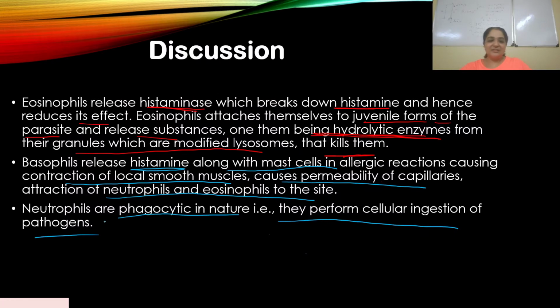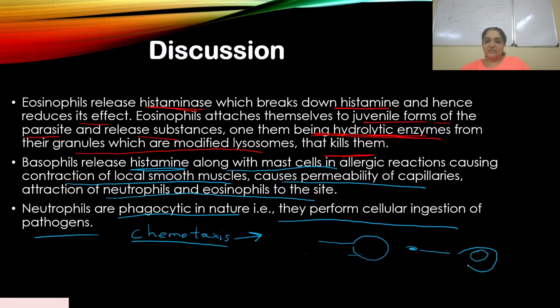Another feature of neutrophils is that they have a feature called chemotaxis. So they respond to any substance that is released. They are attracted towards that pathogen and they chase the pathogen and they perform cellular ingestion. So this is the neutrophil. They'll chase the pathogen over here and they will ingest the pathogen. That's called phagocytic.